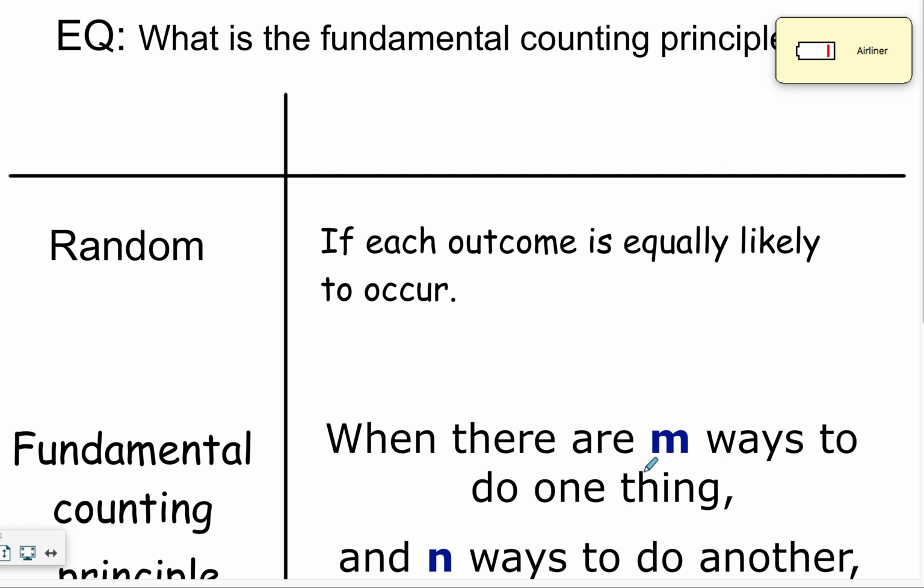All right, today we're going to talk about the fundamental counting principle. Hopefully my device here lasts us throughout the rest of the video. Fundamental counting principle says that it's random. Each outcome is equally likely to occur. If something is random, it's equally likely to occur.